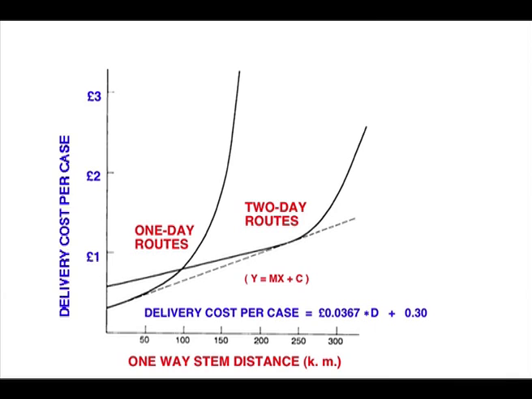Here we have a diagram which shows one-way stem distance and the cost per drop. On a one-day route, after a certain distance, the cost of each drop rises on a curve. On a two-day route, it goes out further, but then again the cost per drop rises as you go further out. So there's a trade-off between distance and cost per drop.